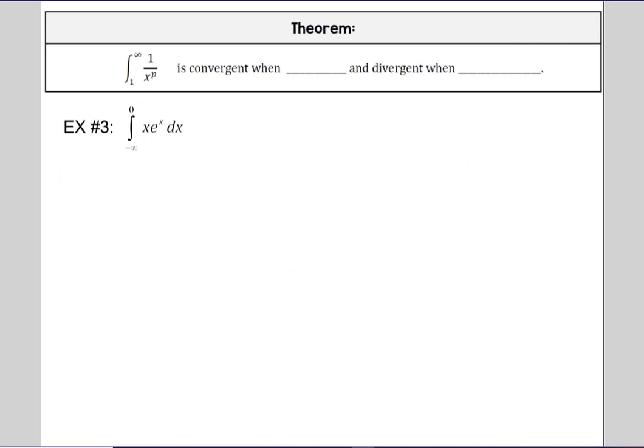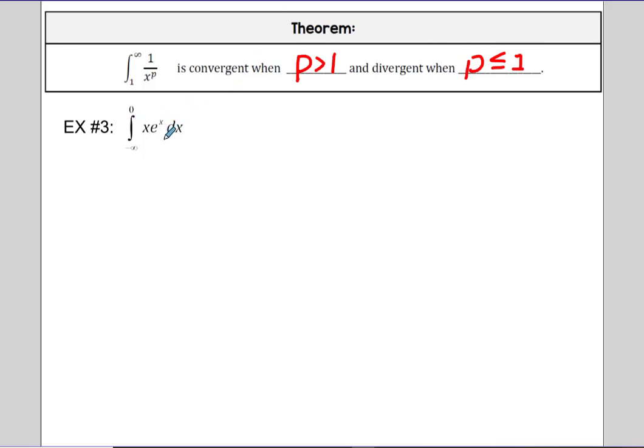In this theorem, this is the P-series test. If we have some function in the form of 1 over x to a power, we say it's convergent when that power is greater than 1, and we'll find that it's divergent if the power is less than or equal to 1. So let's give this a look.